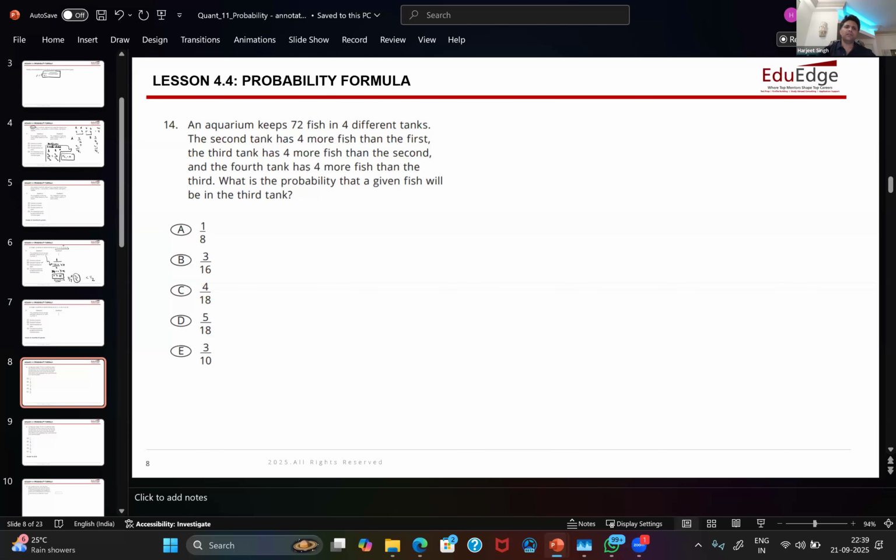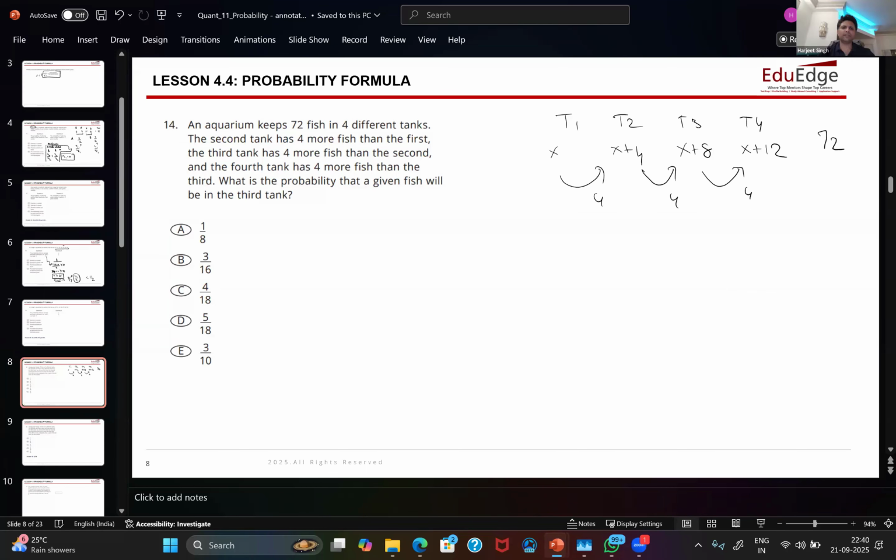Next. An aquarium keeps 72 fish in 4 different tanks. So tank 1, 2, 3, 4. Now it's not giving us direct figures here, but we know the total is 72. Okay, no worries. The second tank has 4 more fish than the first. So this is x plus 4. The third tank has 4 more fish than the second. This is x plus 8. And the fourth tank has 4 more fish than the third. So x plus 12. Each of these has 4 more.